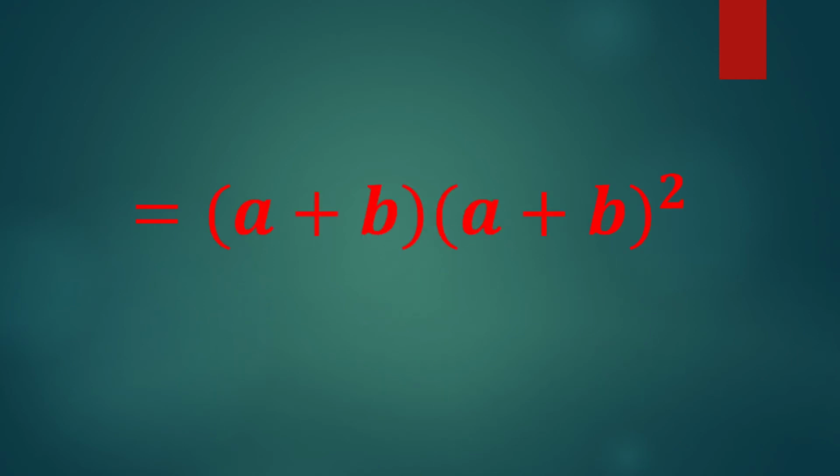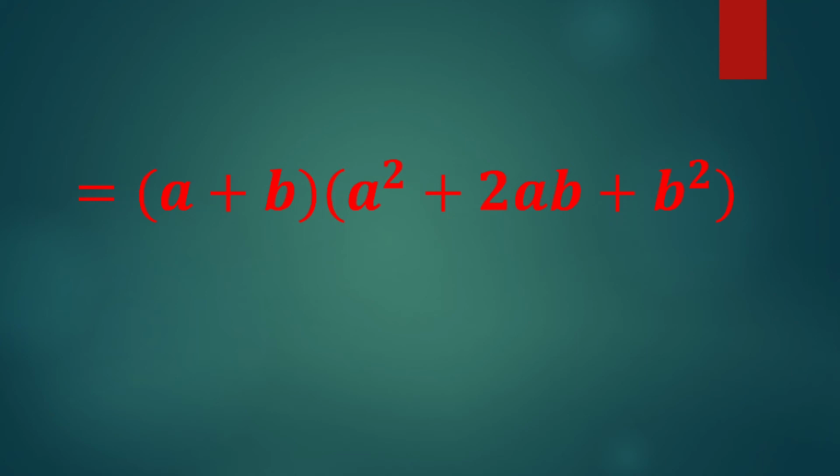Next, here we have 3 factors of (a + b). So one (a + b) we will write first, and then the other 2 we will combine as (a + b) whole square. You have done this before. How can we find this? By multiplying (a + b) into (a + b). And the formula we get is equal to a square plus 2ab plus b square.